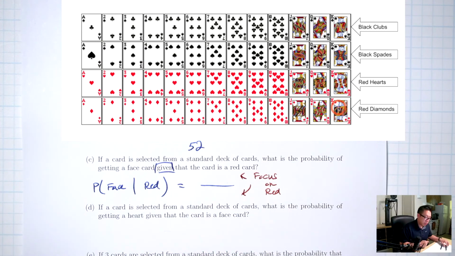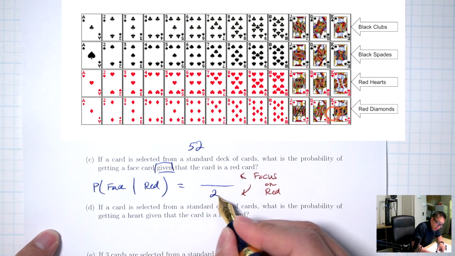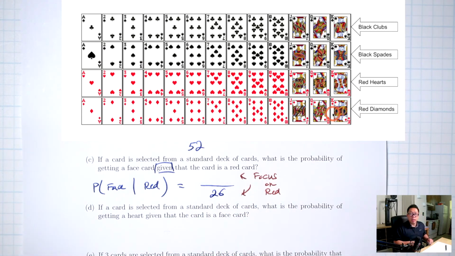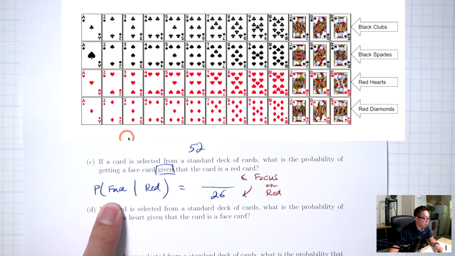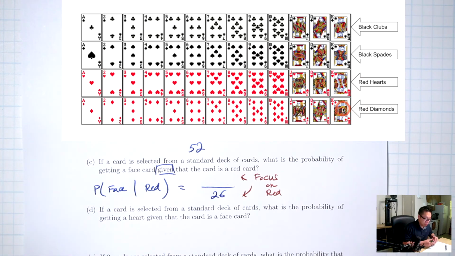Let's start with the bottom. So focusing just on the red, how many are there total? So just the red cards, which is the bottom 2 rows. There's 13 in each row, which means there's 26 red cards total. And then for the top, still focusing on just the red cards, how many are face? So just the red cards, how many are face? Jack, Queen, King, hearts, Jack, Queen, King, diamonds. 6.